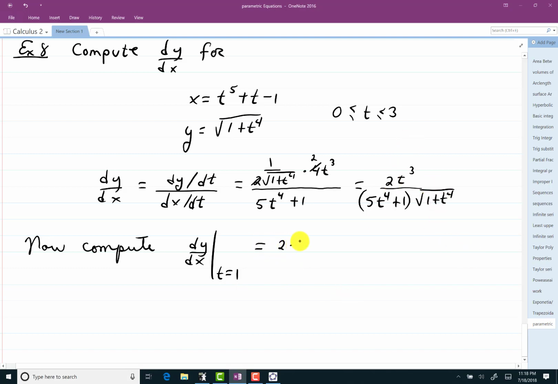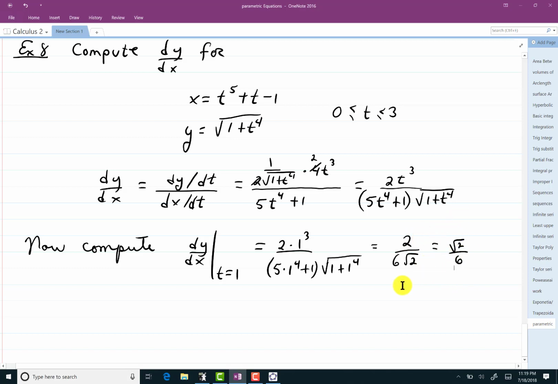So 2 times 1 cubed all over 5 times 1 to the 4th plus 1, square root of 1 plus 1 to the 4th, and that equals 2 in the numerator. Down here I get 6 square root of 2. So I can do a lot of simplifying. The square root of 2 goes into 2 the square root of 2 times. So I'm going to have the square root of 2 over 6.